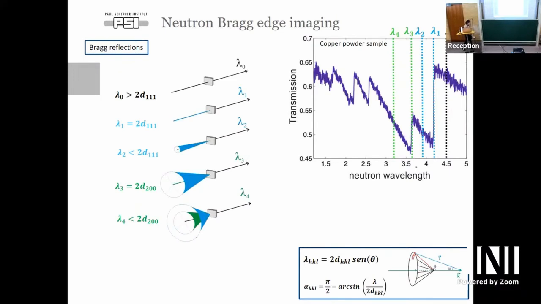This was a long time ago, in the 40s. Fermi had exactly the function for the powder, so I will show you how this looks. But this is basically the idea of why we have Bragg edges: we have Bragg edges because neutrons are removed from the beam due to elastic scattering.